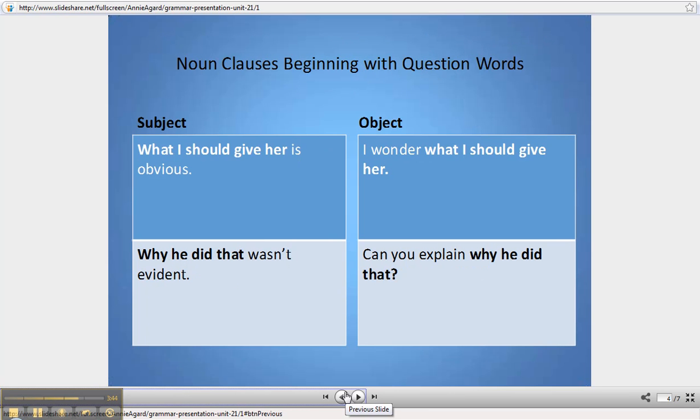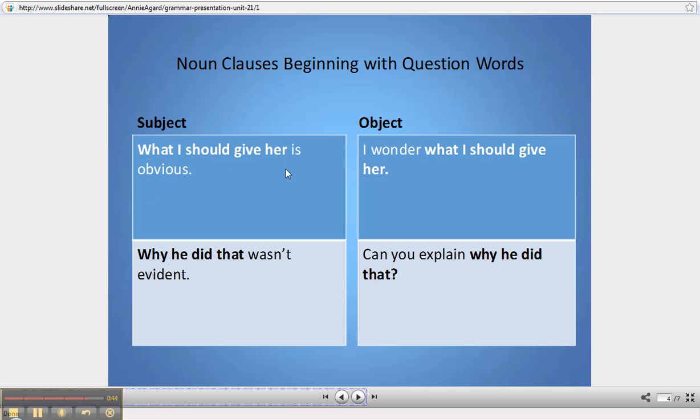Here what we're talking about is that instead of that, I can also begin noun clauses with question words. Another word for this is embedded questions, where you've got a question buried inside a longer sentence. That's what embed means. It means bury. And here you can see what happens is that the word order changes to normal word order. It's not question word order, even though you've got a question word.